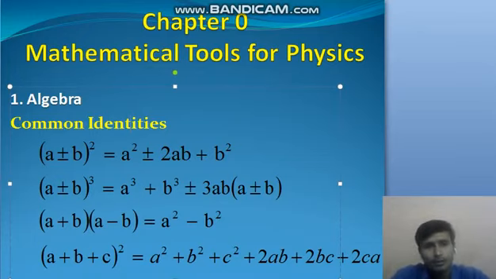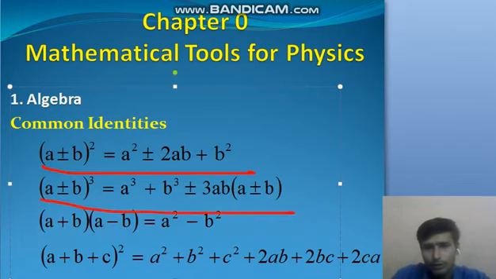Similarly, (a plus or minus b) whole cube is equal to a cube plus or minus b cube plus or minus 3ab (a plus or minus b). Obviously, a simple formula: (a plus b)(a minus b) is equal to a square minus b square. So these are the common identities you must know for physics, right?